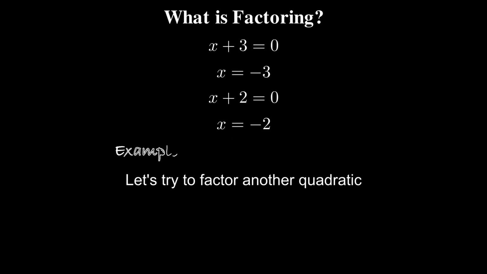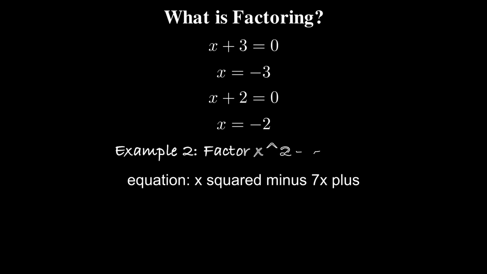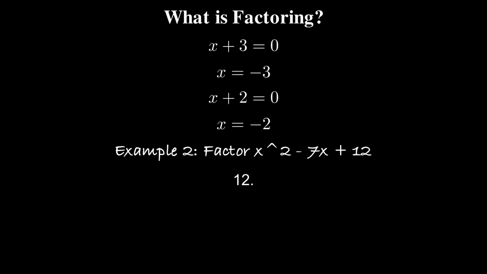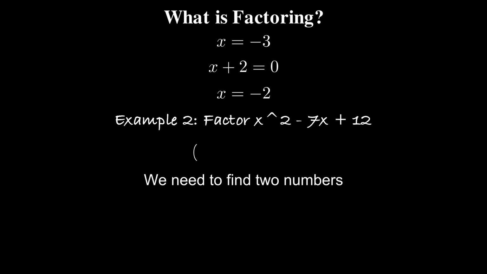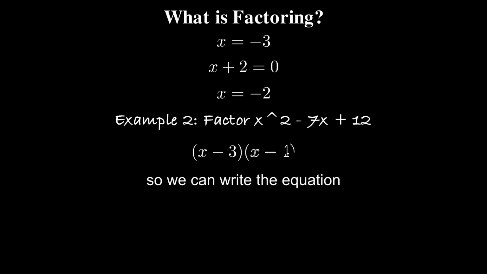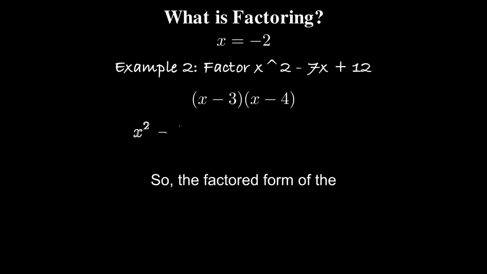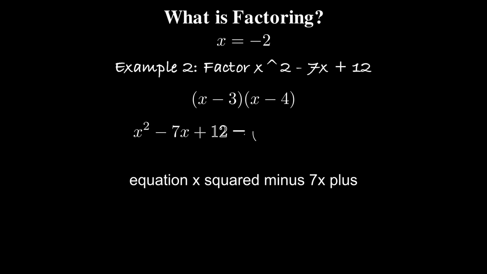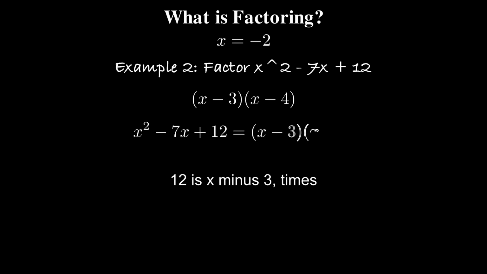Let's try to factor another quadratic equation, x squared minus 7x plus 12. We need to find two numbers whose product is 12 and whose sum is negative 7. These numbers are negative 3 and negative 4, so we can write the equation as (x minus 3)(x minus 4). So the factored form of the equation x squared minus 7x plus 12 is (x minus 3)(x minus 4).